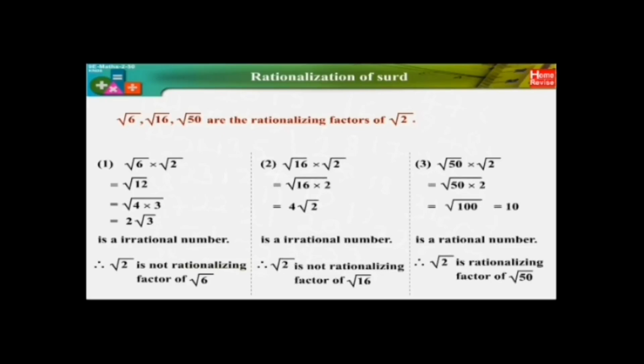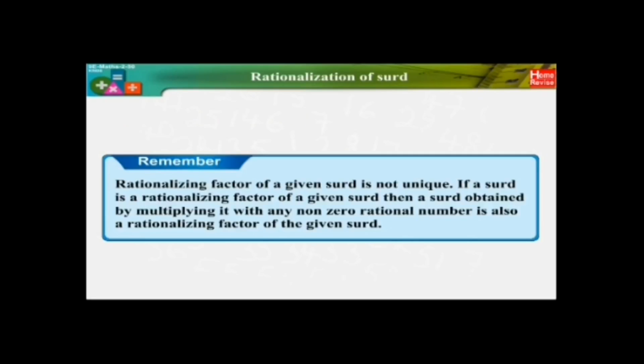Root 6, root 16, root 50 are rationalizing factors of root 2. Remember, the rationalizing factor of a given surd is not unique. If a surd is a rationalizing factor of a given surd, then a surd obtained by multiplying it with any non-zero rational number is also a rationalizing factor of the given surd.